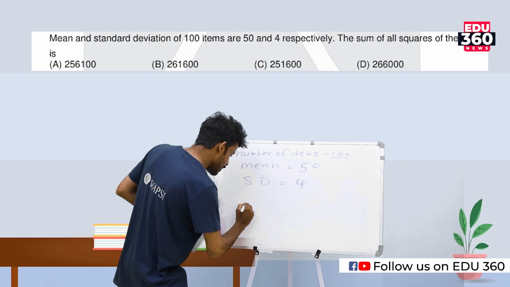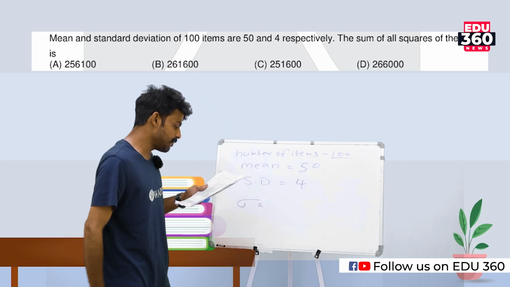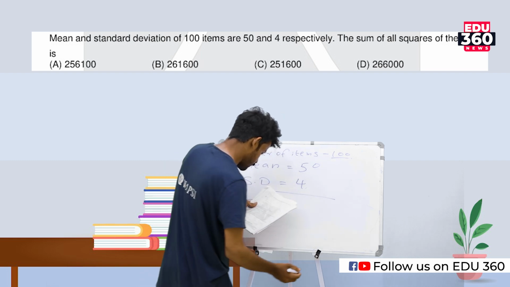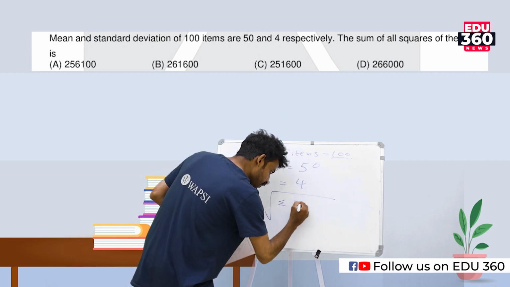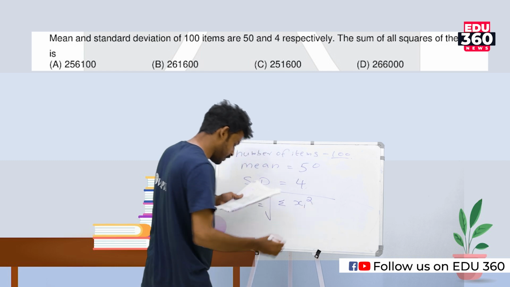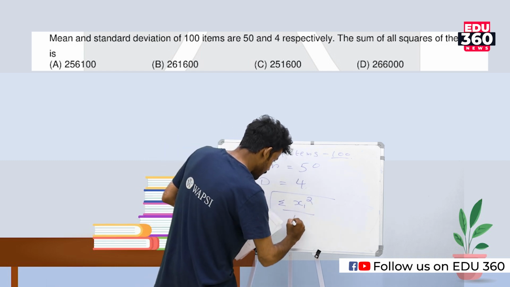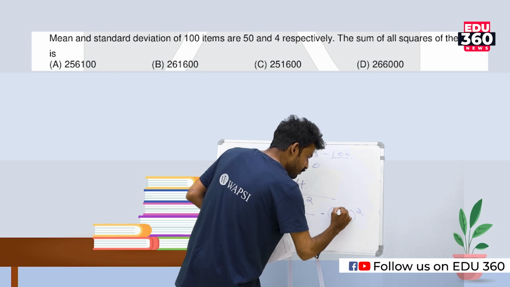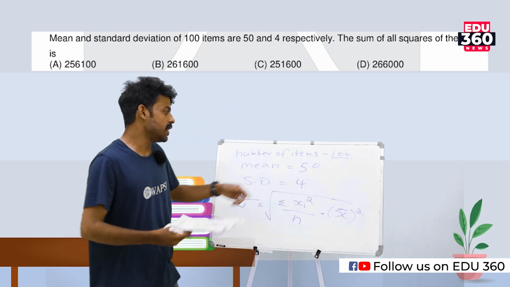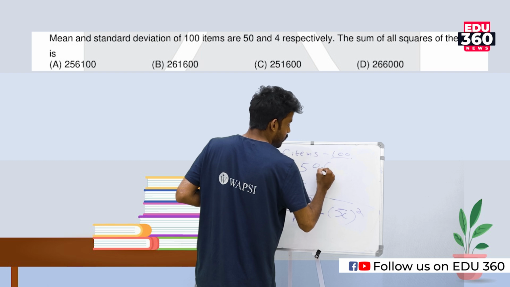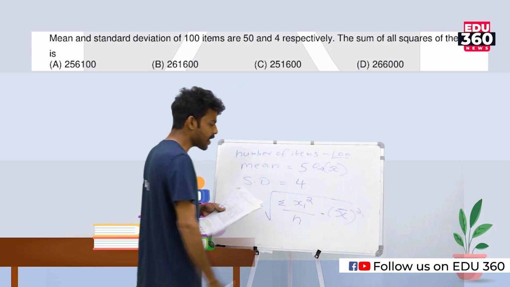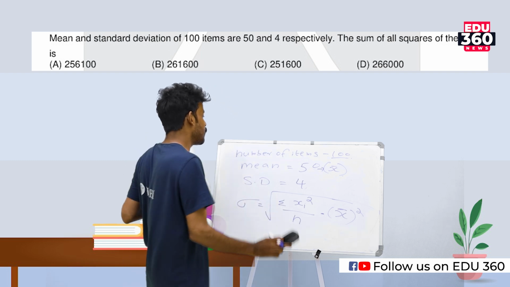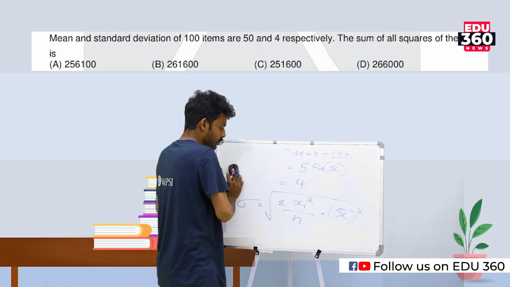So we can write standard deviation. This is a symbol. Standard deviation is equal to root of sigma of xi square divided by n minus x bar the whole square. What is x bar? X bar means the mean. So this is the formula. So hereafter we can substitute the values.